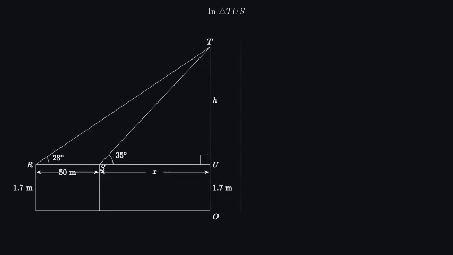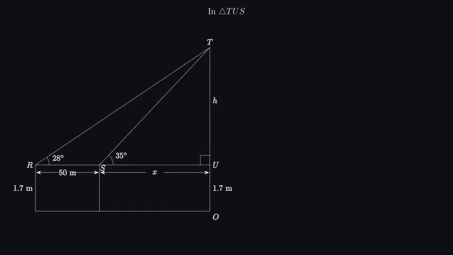From triangle TUS, the angle at S is 35 degrees. The opposite side is TU, and the adjacent side is SU. So we use tangent, because tangent is opposite over adjacent. Since SU equals x, we substitute x for the adjacent side. To make TU the subject, multiply both sides by x. We call this equation 1.